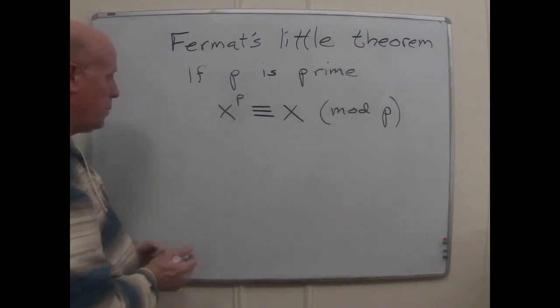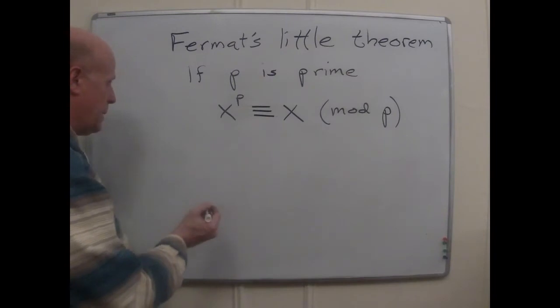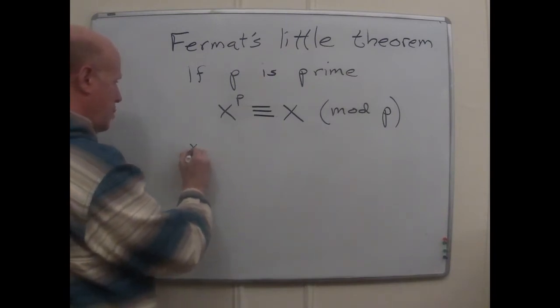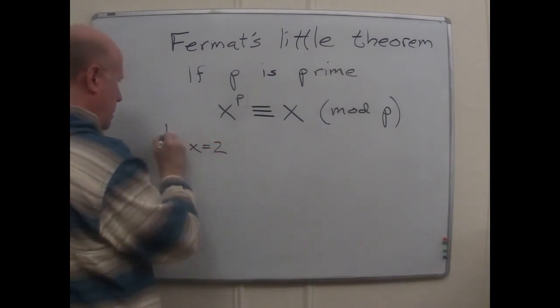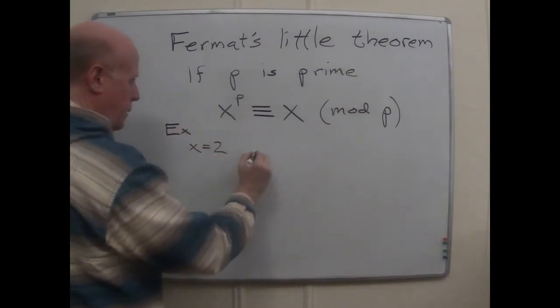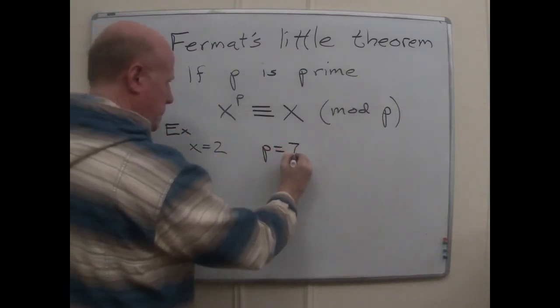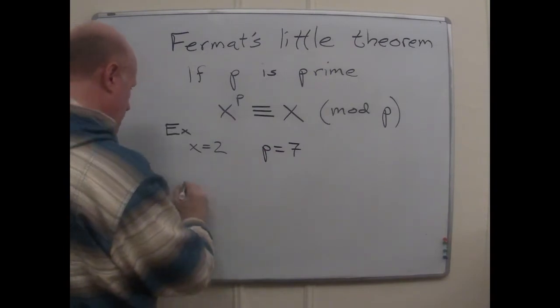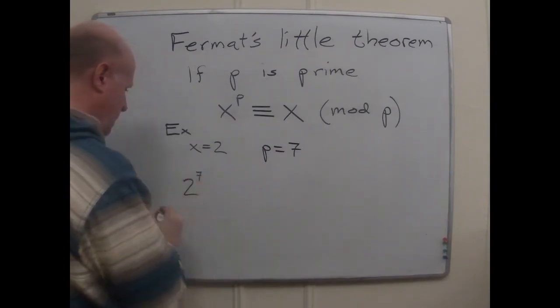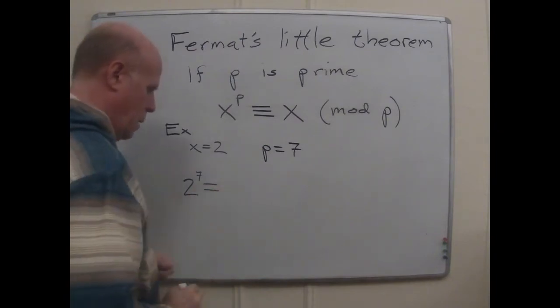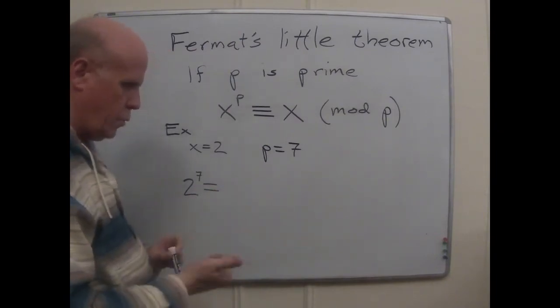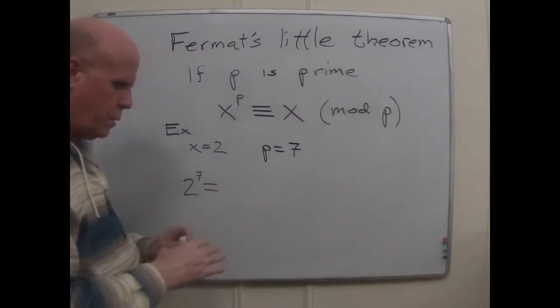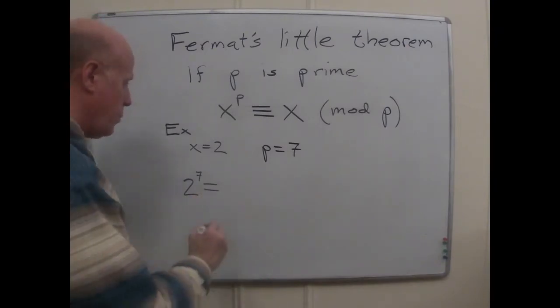You probably want some examples of this. How about if I take, for instance, x is 2 and p is 7. Then x to the p is 2 to the 7 power, which is 2, 4, 8, 16, 32, 64, 128.